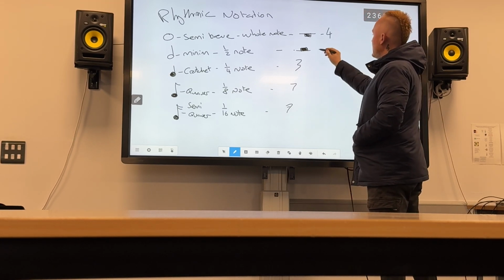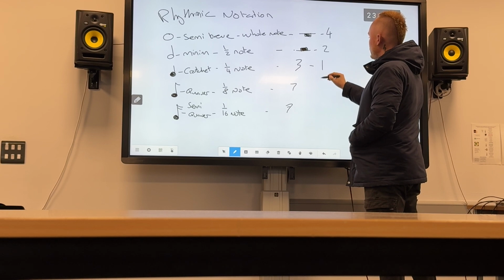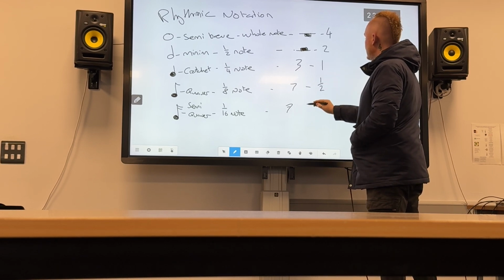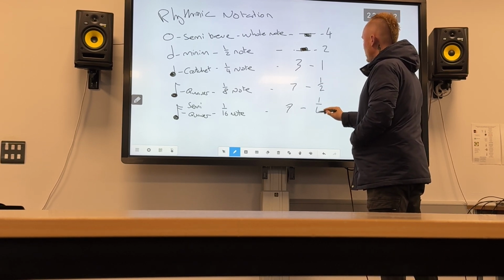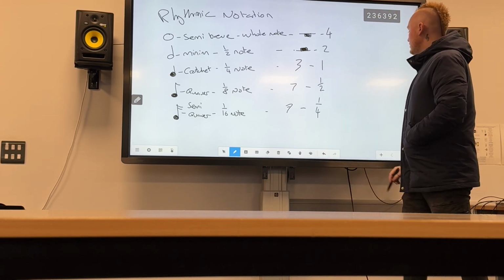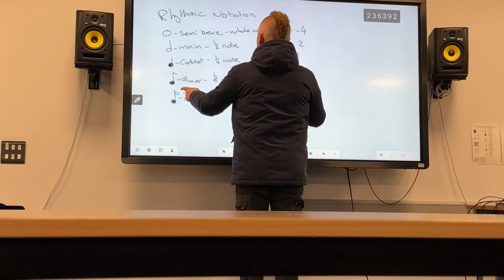The amount of beats that each one is worth: a semibreve is worth 4 beats, a minim is worth 2 beats, a crotchet is worth 1 beat, a quaver is worth half a beat, and a semiquaver is worth a quarter of a beat. Okay? Now, that's our rhythmic notation.